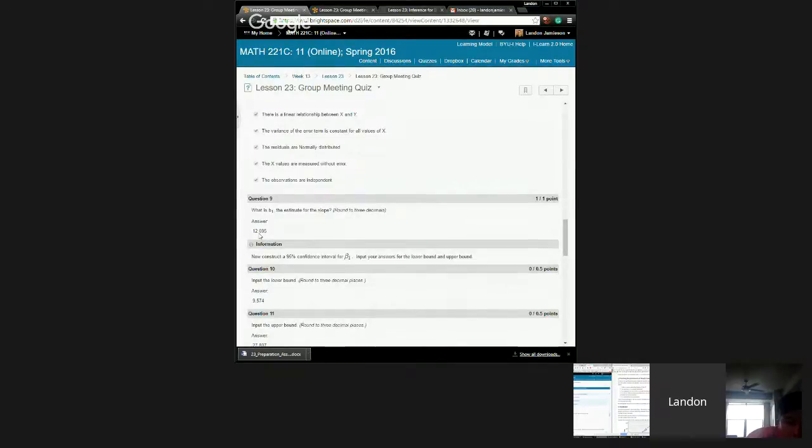So what is B1 by estimating the slope? If you run through and do the regression on it, in the constants column you find this one. It says 12.695.